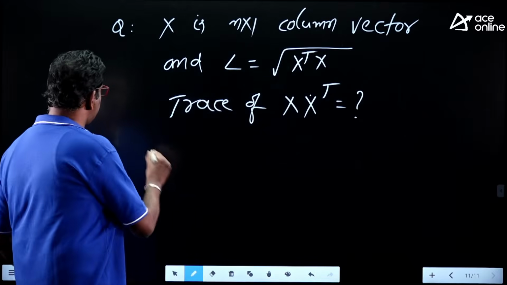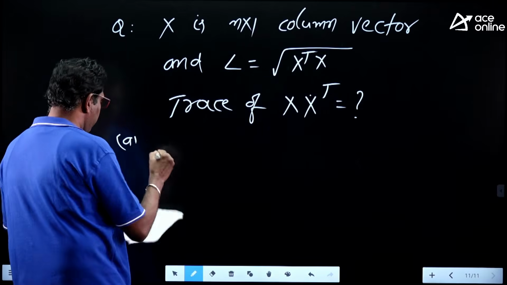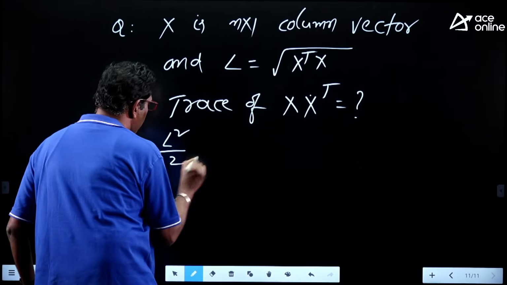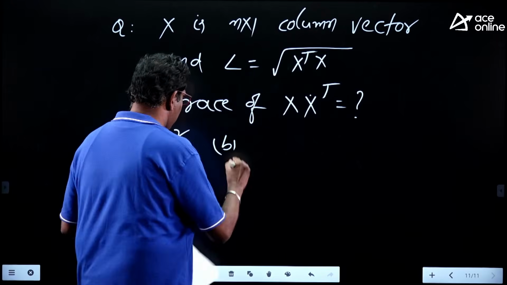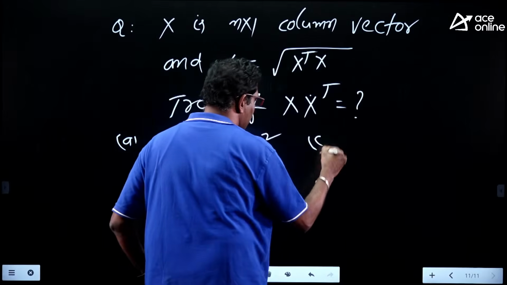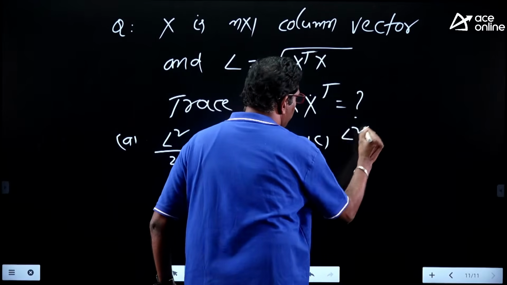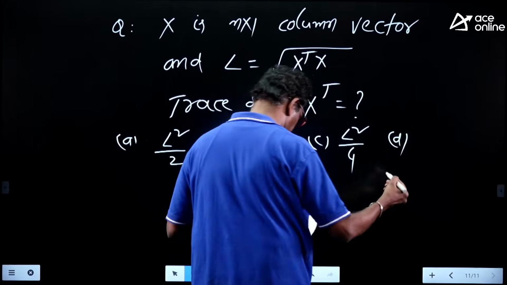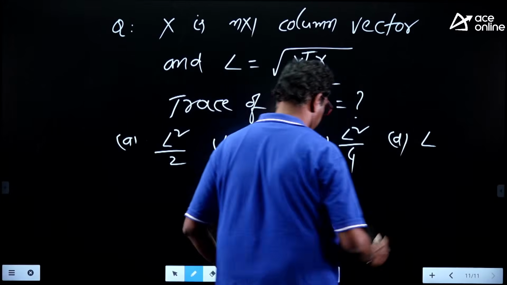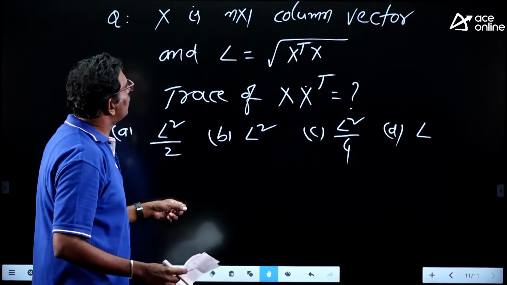Four options are available here. Option A is L square by 2. Option B is L square. Option C, L square by 4. Option D, L.